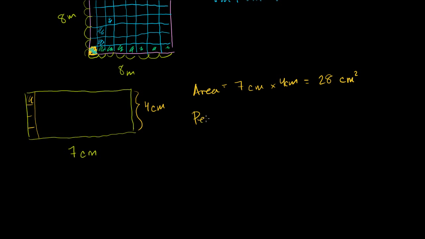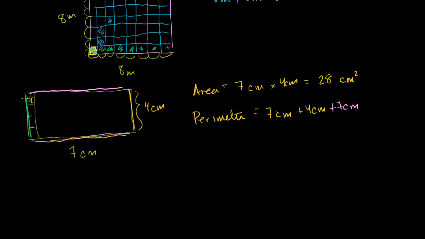What's the perimeter? Well, it's going to be equal to this distance down here, which is 7 centimeters, plus this distance over here, which is 4 centimeters, plus the distance on the top. This is a rectangle. It's going to be the same distance as this one over here. So plus another 7 centimeters. And then you're going to have this distance on the left-hand side. But this distance on the left-hand side is the same as this distance right here. This is also 4 centimeters. So plus another 4 centimeters.